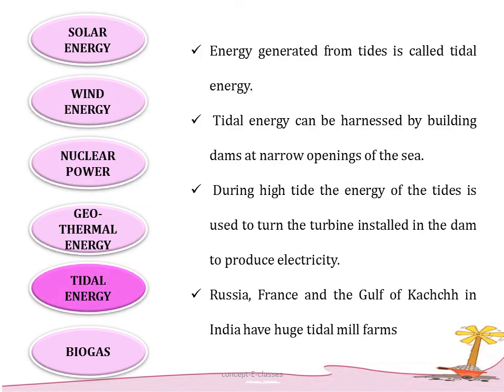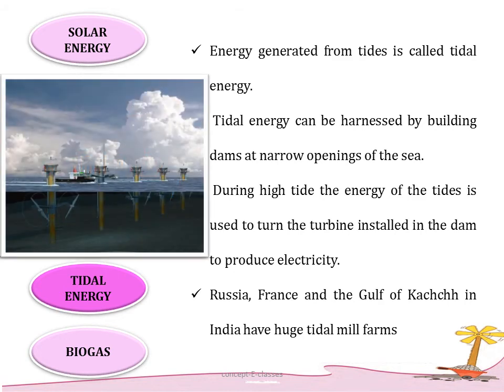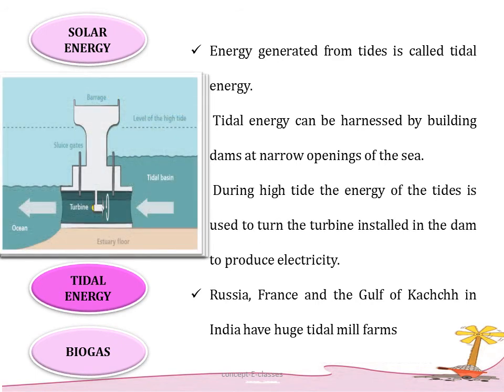So the next non-conventional source of energy is tidal energy. Now the energy generated from tides is called tidal energy. Now the tidal energy can be harnessed by building dams at narrow openings in the sea. Now during high tide, what happens? The energy of the tides is used to turn the turbine which is installed in the dam to produce electricity. And Russia, France and Gulf of Kutch in India have huge tidal mill farms.